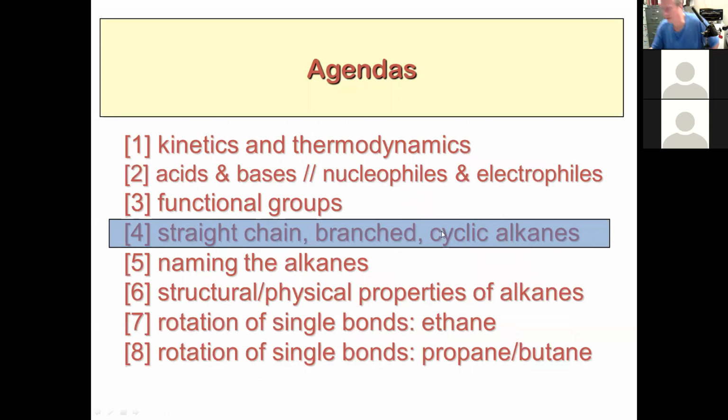Okay, straight chain, branched, and cyclic alkanes. The different kinds of alkanes. You might imagine what a straight chain alkane is. It's going to be some carbons in a row. Branched means there's a branching point, and cyclic means it's a cyclic alkane.